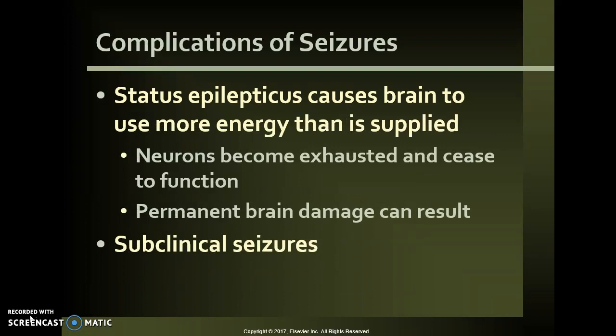Status epilepticus can cause the brain, or will cause the brain, to use more energy than it's able to supply. And so the neurons become exhausted and they're not able to function any longer. So your neurons are your nerve cells, and they're just worn out from this activity and they stop functioning. Permanent brain damage can result from status epilepticus. So again, this is an emergency that will require medical intervention.